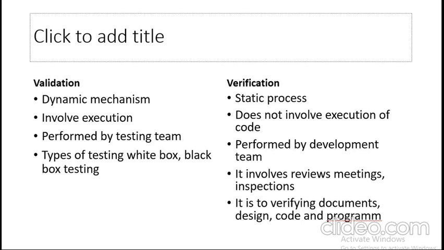And here are the differences between validation and verification. Validation is a dynamic mechanism: we are executing our functionality or running our product and then we are testing it. Verification is a static practice of verifying various aspects. Validation involves the execution of code. Verification does not involve execution of code. It is the development or writing of the code.